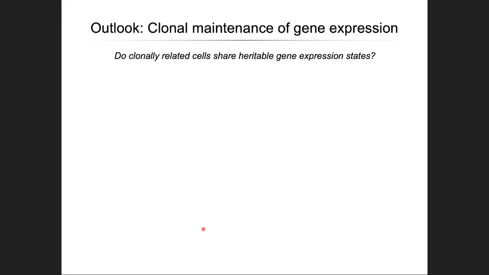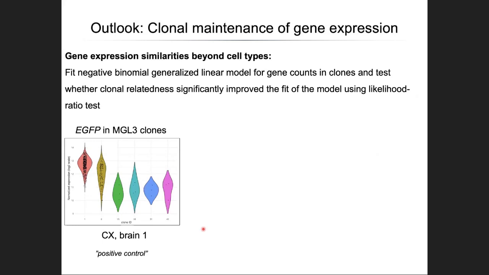So we ask how similar clonally related cells are, and whether they maybe share heritable gene expression states. So we basically look at gene expression similarities beyond cell types. And I'm pretty excited about this data because we see, for example, that one of these clonally expressed genes is the transgene that we actually put into our cells.